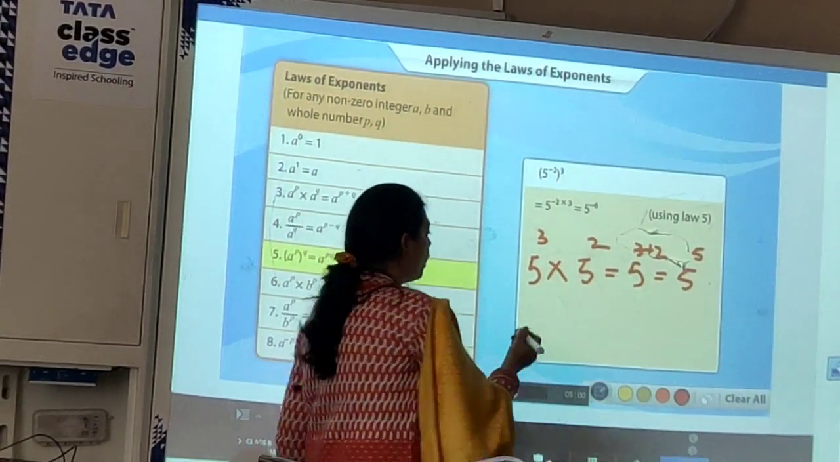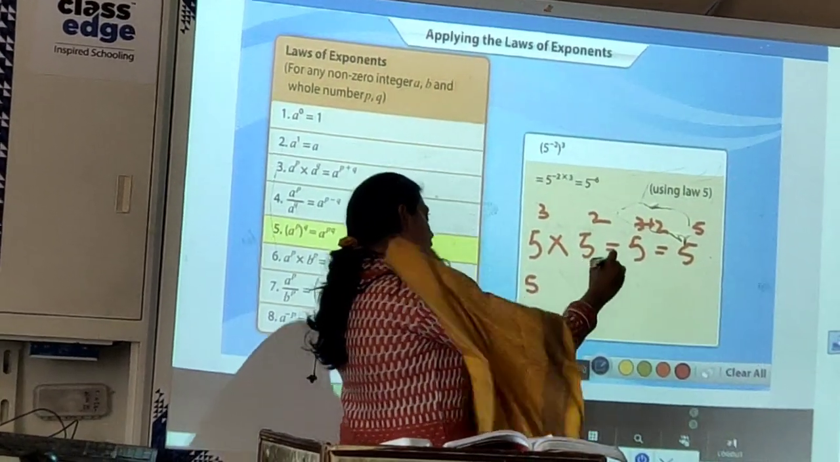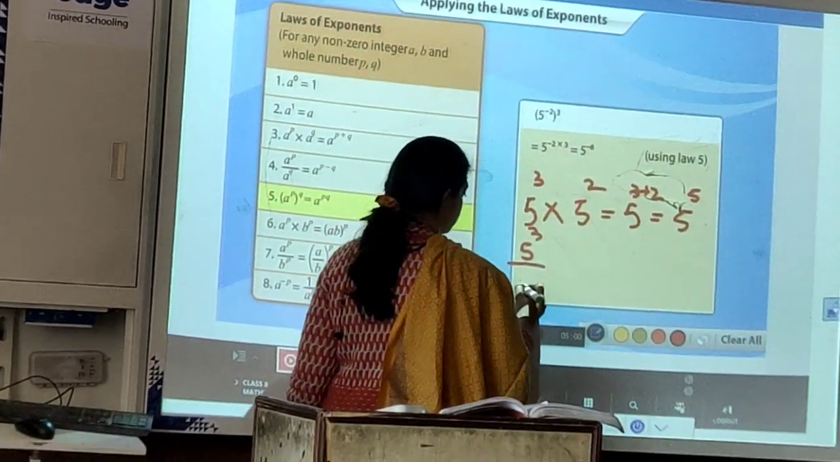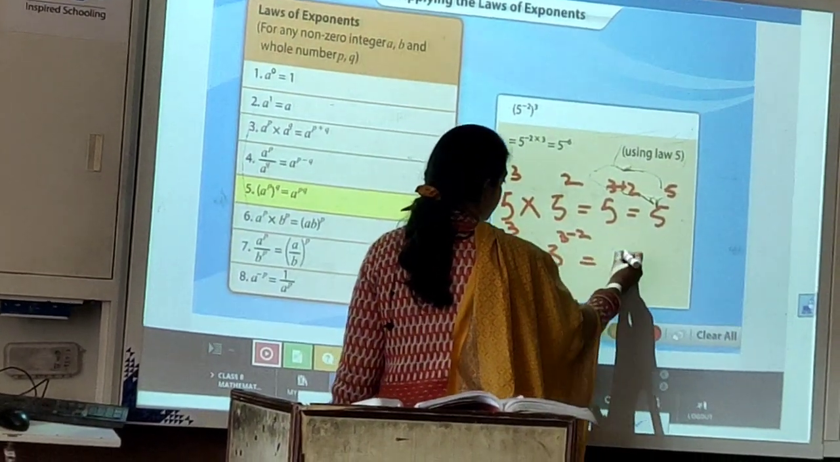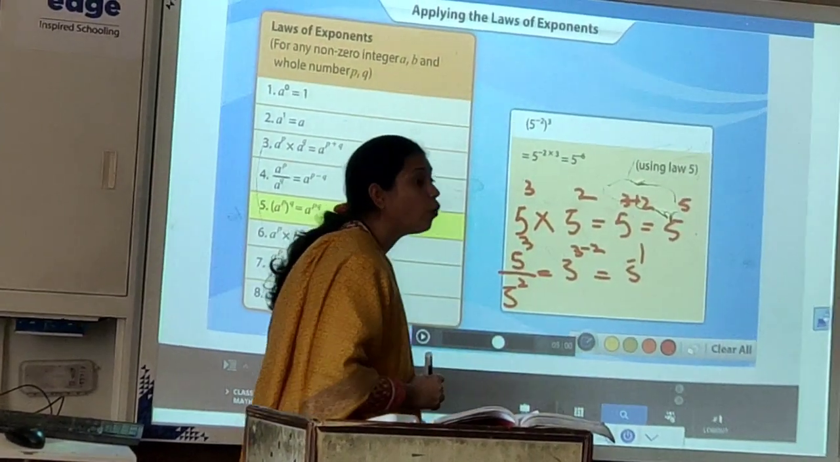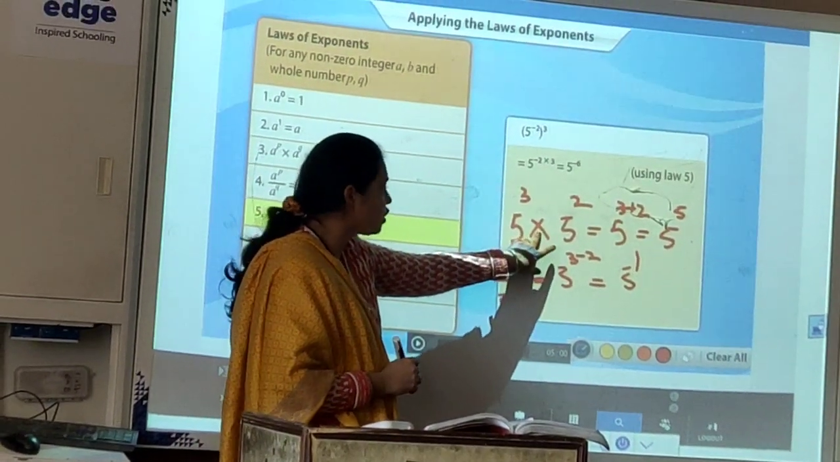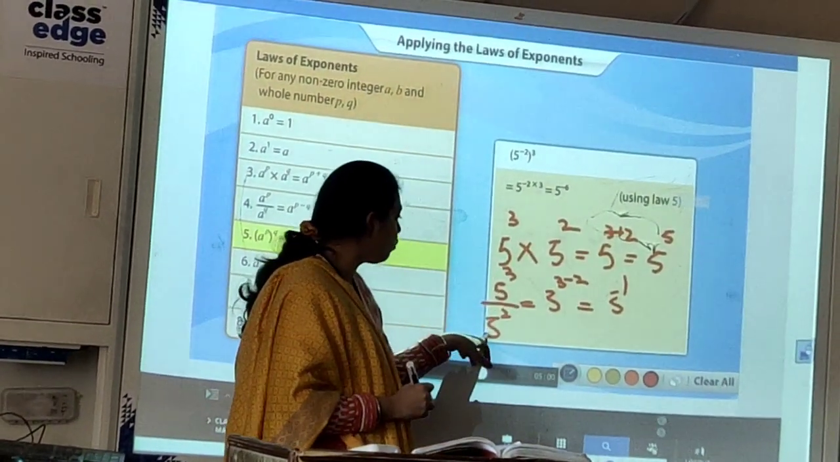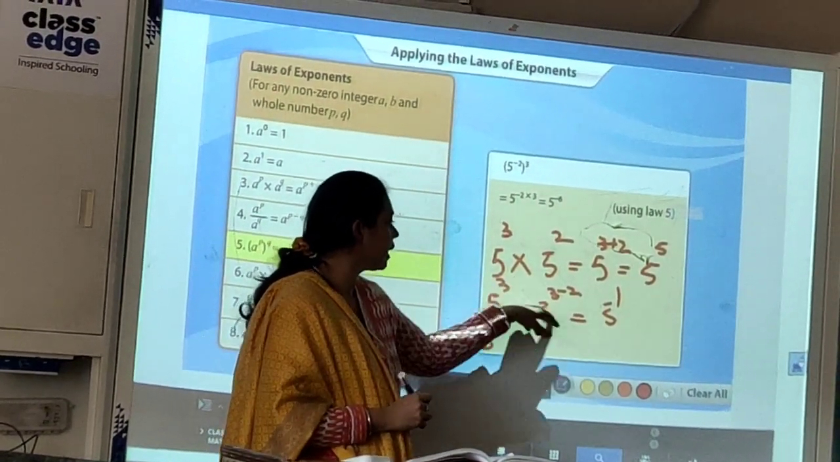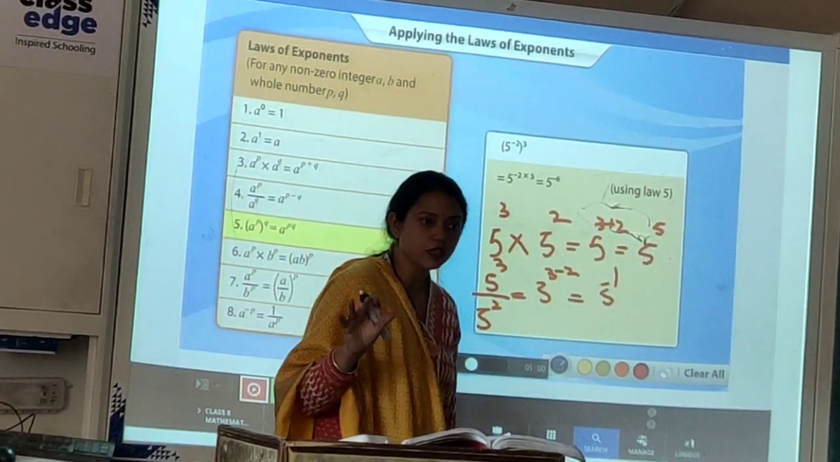Clear to all? Okay, when we do division with the same base, what do you get? 3 minus 2, that is 1. It means in multiplication, when the bases are same, powers get added. And in division, when the bases are same, then powers get subtracted. Is it clear to all?